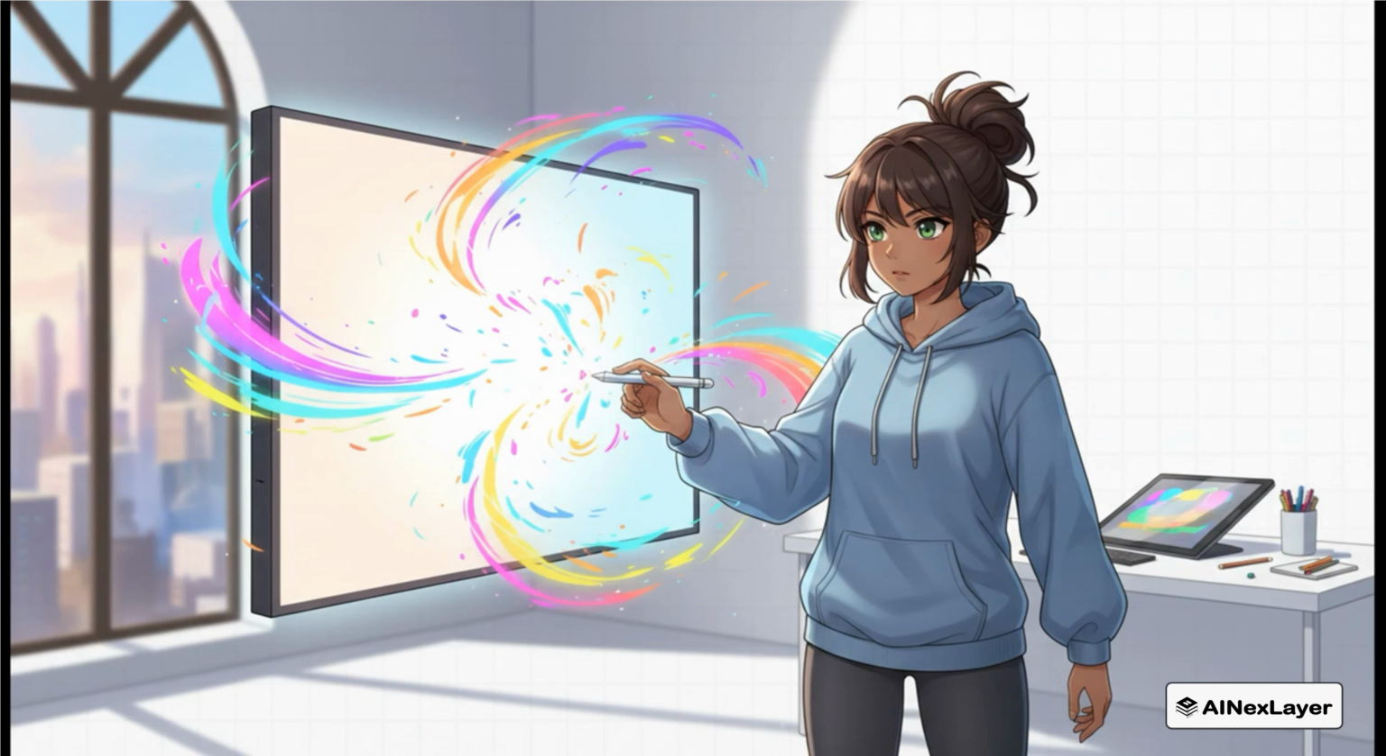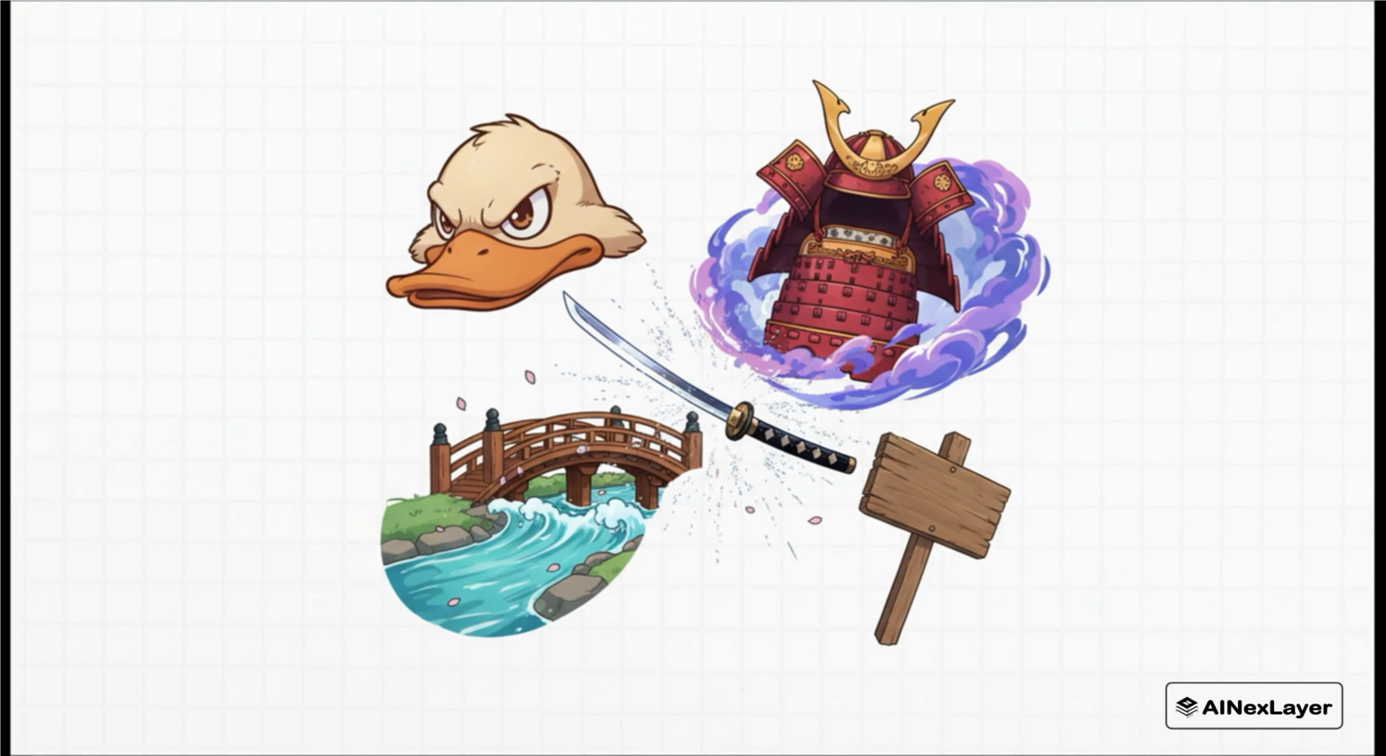Okay, so we know it's great at editing, but what about creating a totally new image, completely from scratch, especially one that has to follow a really specific, detailed set of instructions? And when I say detailed, I mean detailed. Look at this prompt. We're not just asking for a duck, we're asking for an anthropomorphic duck wearing samurai armor, holding a sword, sitting on a bridge, with a sign that has specific text on it. This is a serious test of how well an AI can actually follow directions.